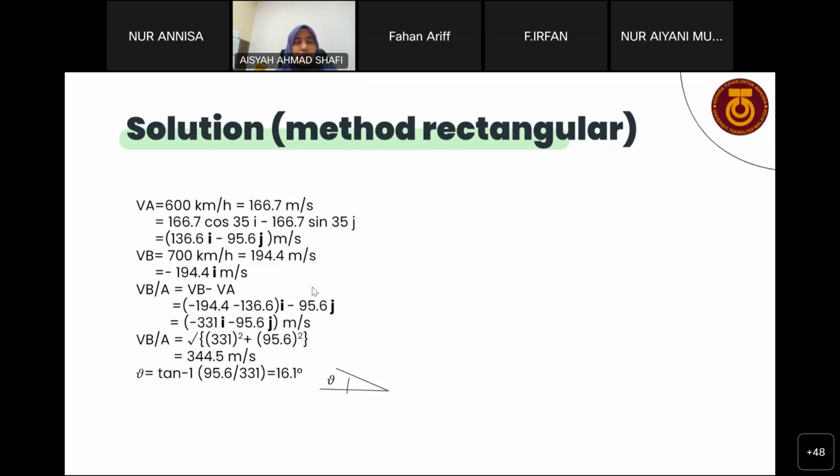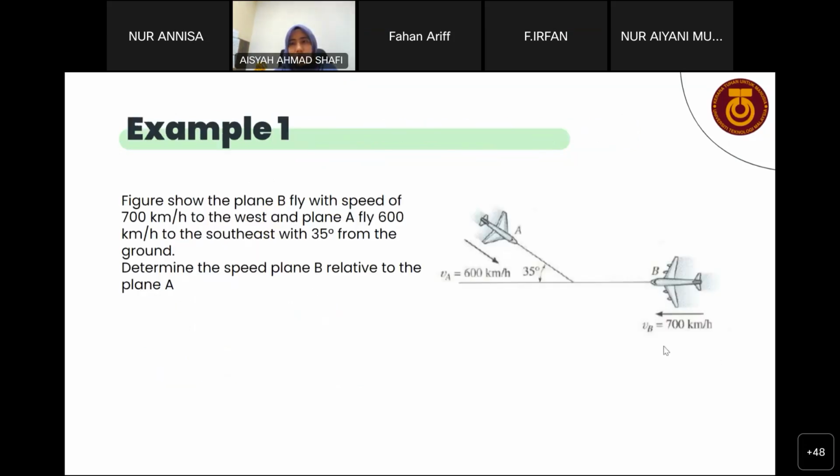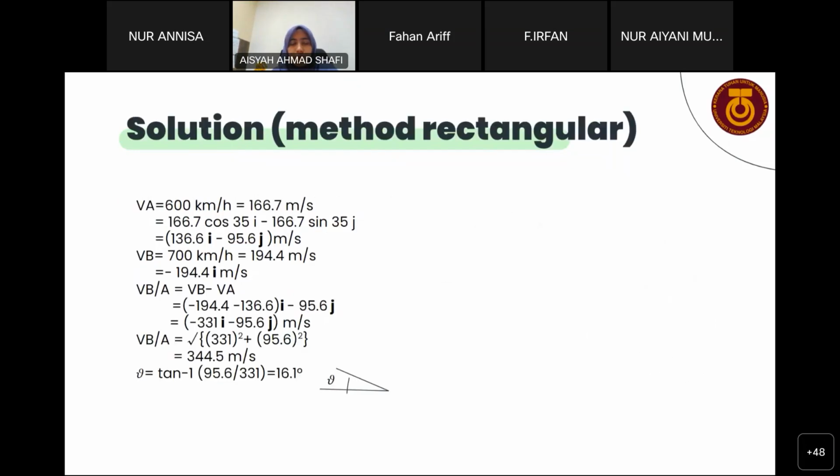And then we have VB. VB is toward the left, actually it is toward the west, but it is toward the left. So 700 kilometer per hour is the same as 194.4 meter per second. It is in the negative direction of I, so it's negative 194.4 I meter per second.